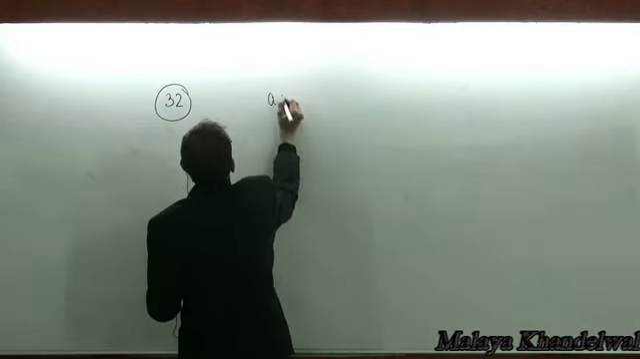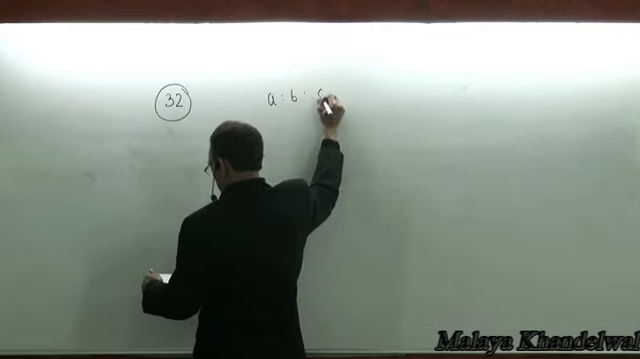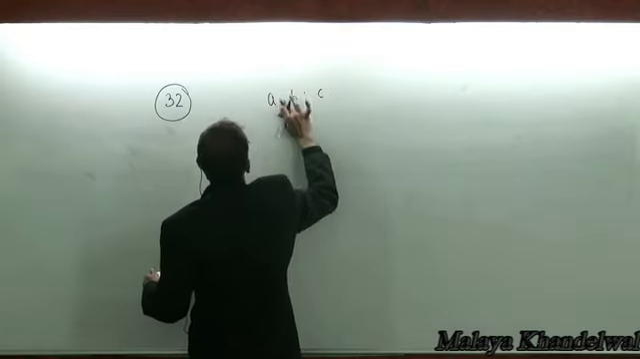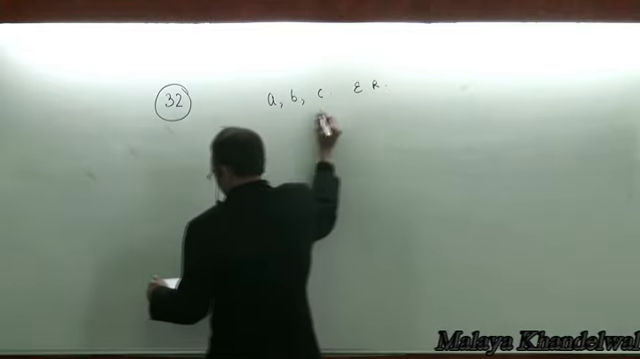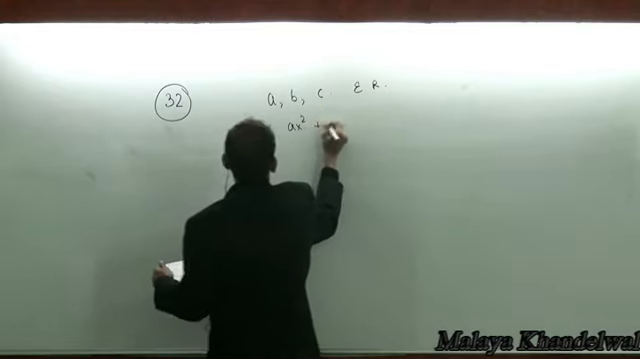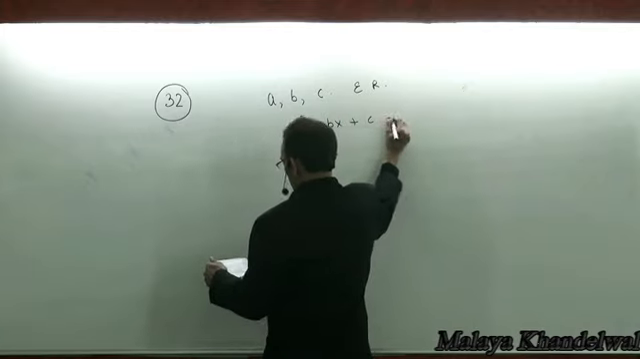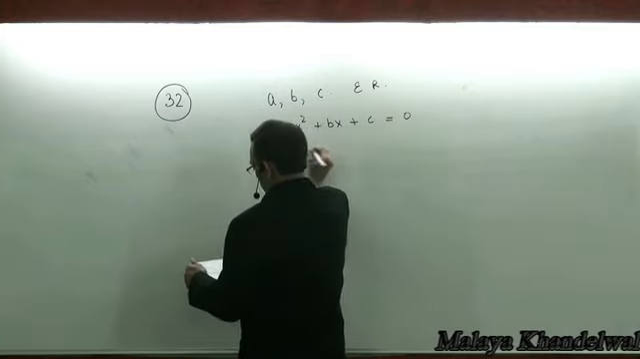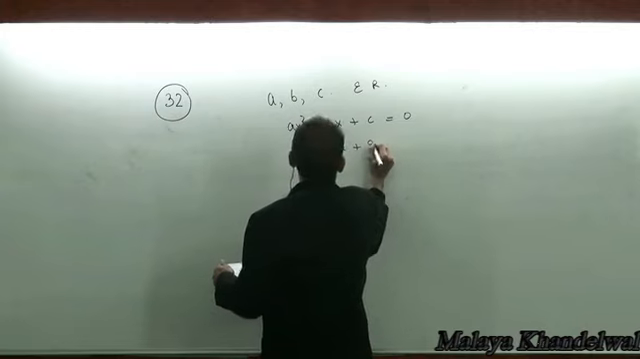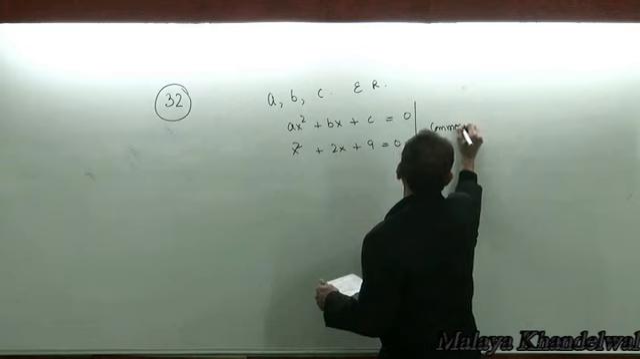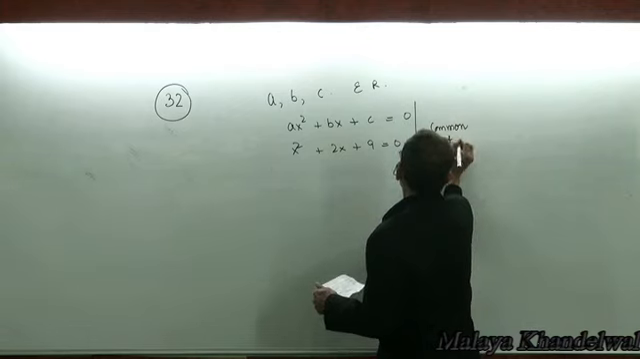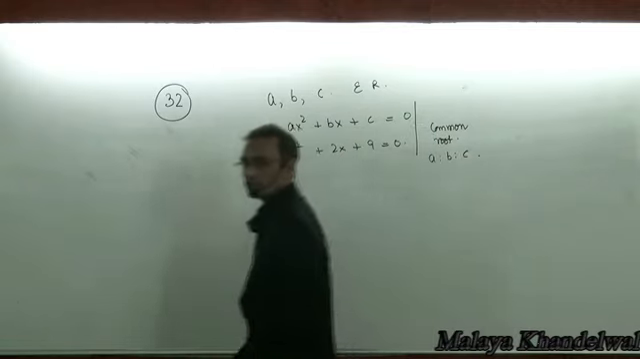If A is to B is to C, A, B and C are all real numbers, and the equations ax squared plus bx plus c equal to 0 and x squared plus 2x plus 9 equal to 0 have a common root. They have a common root. Then we want to find the ratio A is to B is to C.